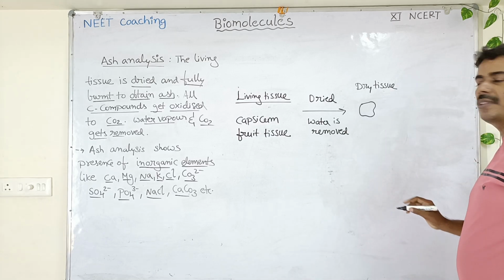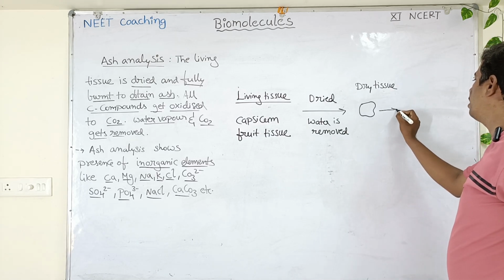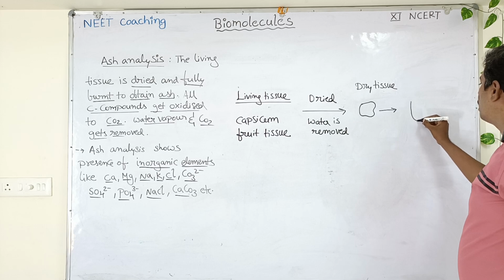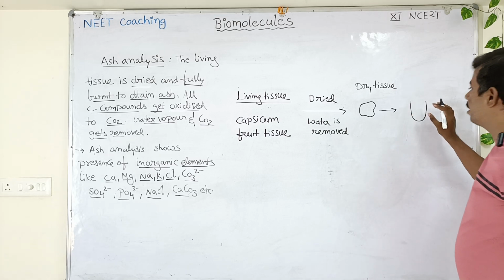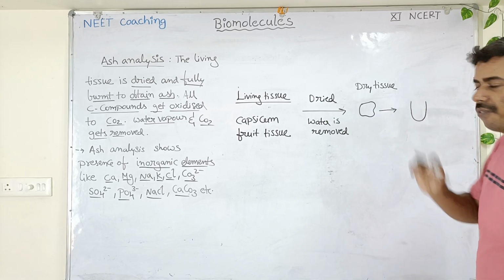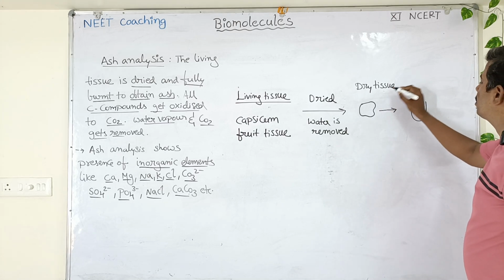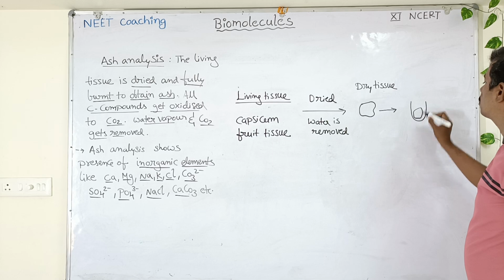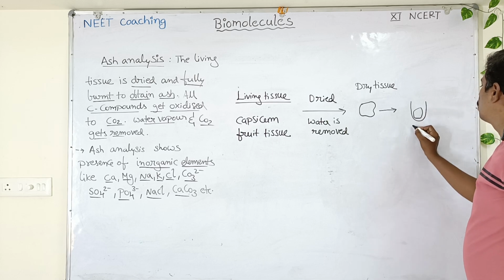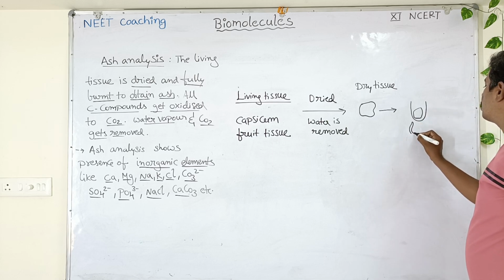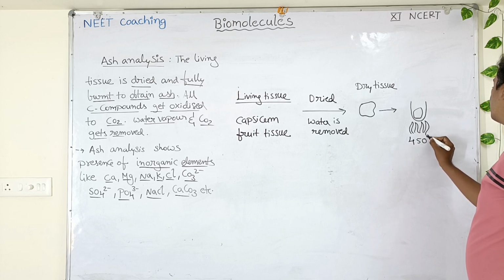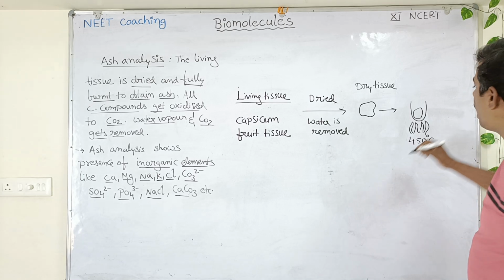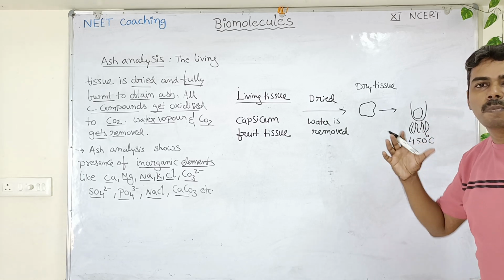Now once the dry tissue is ready, I am going to put this dry tissue in a crucible. A crucible is a small container in which we can burn any type of tissue. I am going to put this dry tissue inside this crucible and provide a high temperature of about 450 degrees centigrade. At this high temperature, what happens? My dry tissue starts burning.